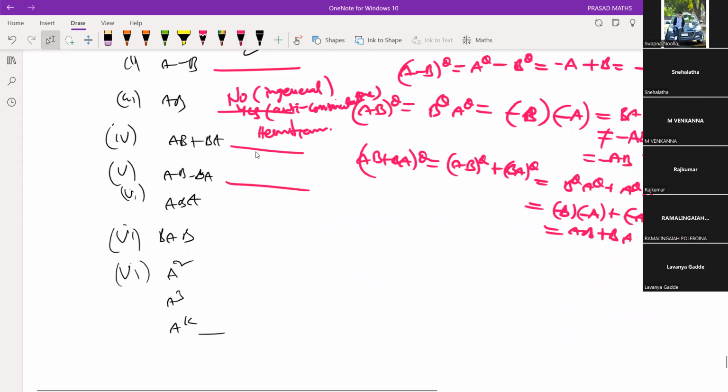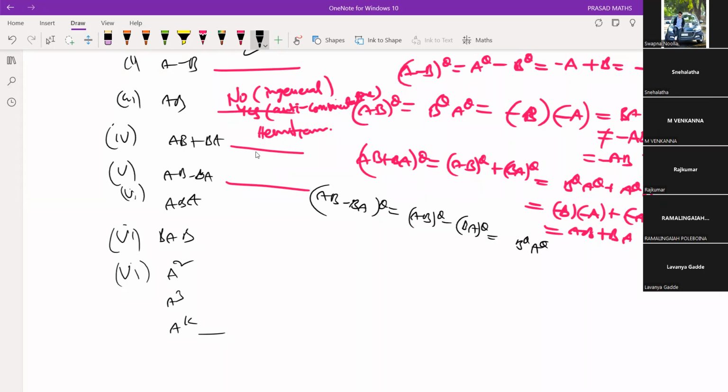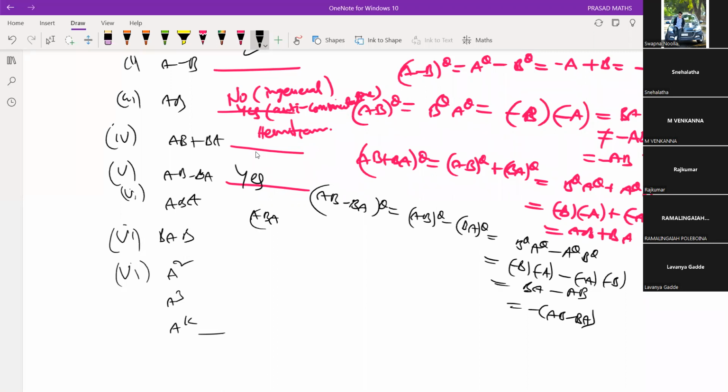Right? Is AB minus BA skew Hermitian? AB minus BA whole theta means B theta A theta minus A theta B theta. That is equal to minus B minus A, next, minus A minus B. That is equal to BA minus AB, which is equal to minus of AB minus BA. So it is skew Hermitian. What is ABA? A theta, B theta, A theta. That means minus A minus B minus A, that means minus ABA. So it is skew Hermitian.